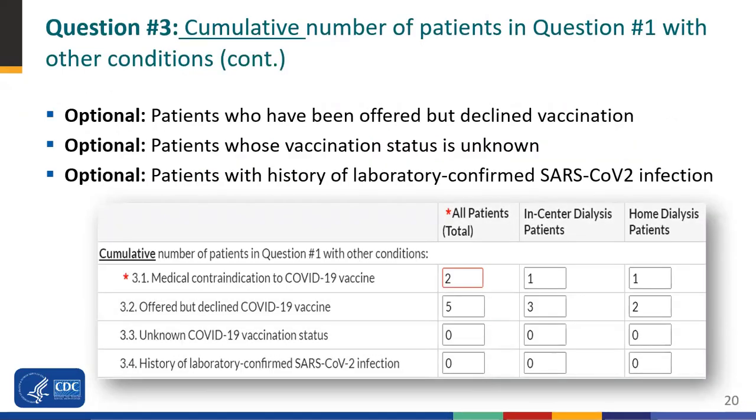The other data entry fields for question 3 are optional. Facilities may choose to report on the number of patients who were offered but declined COVID-19 vaccine. For example, you can include patients declining vaccination because of health conditions that are not considered acceptable medical contraindications to the COVID-19 vaccine. You would also include patients declining vaccination because of religious or philosophical objection.